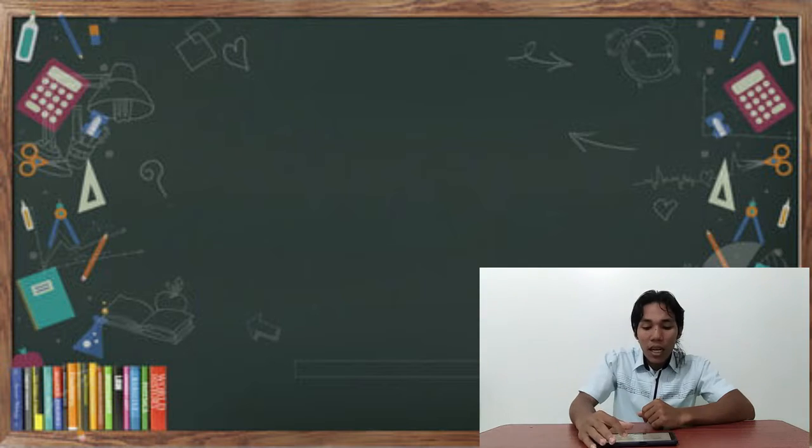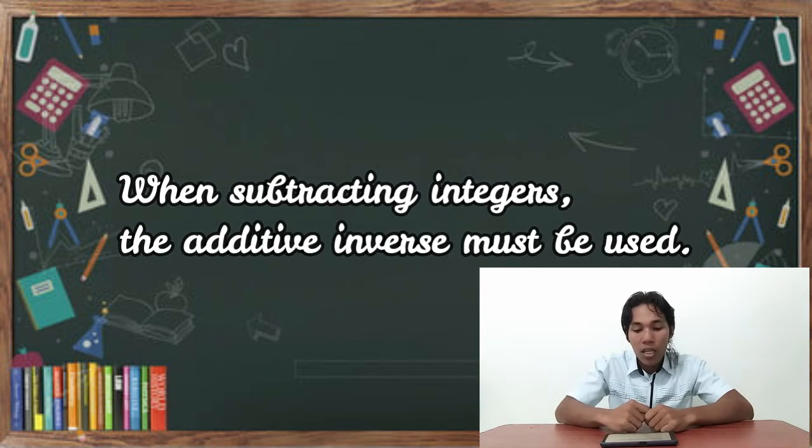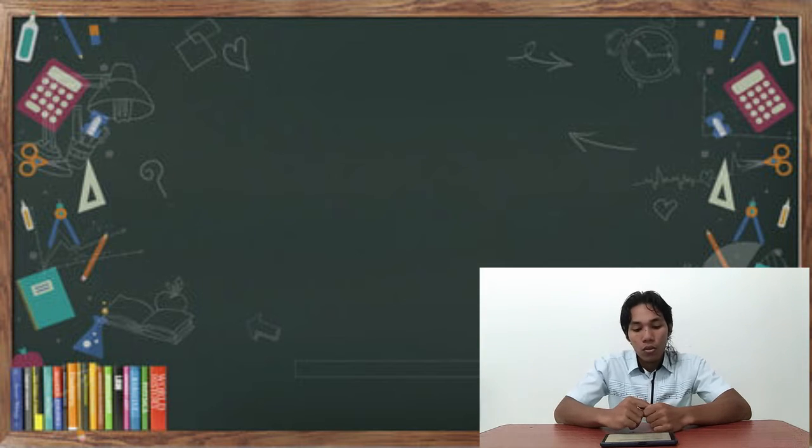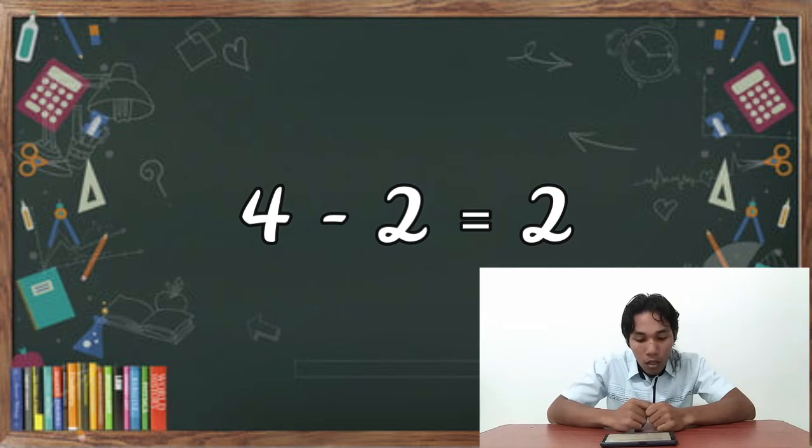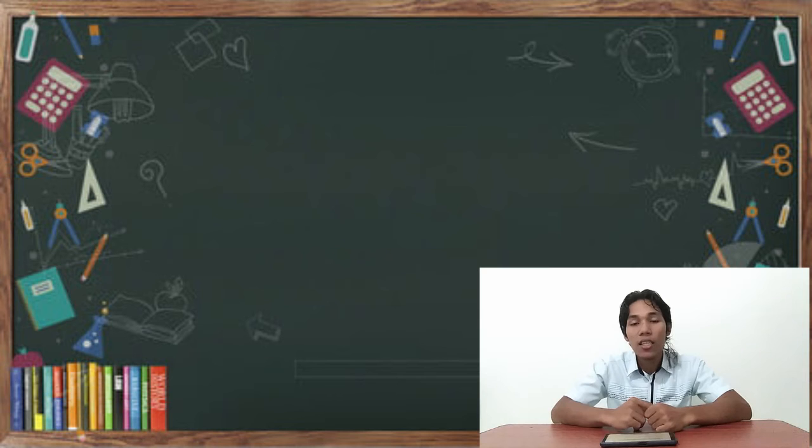So when subtracting integers, the additive inverse must be used. First example, simple example muna tayo. 4 minus 2, subtraction agad. 4 is the largest value, so 4 minus 2 is equal to 2. Hindi siya masyadong mahirap i-subtract.